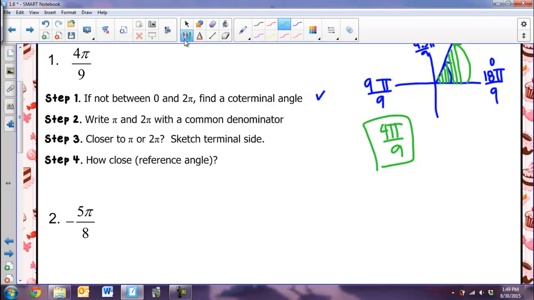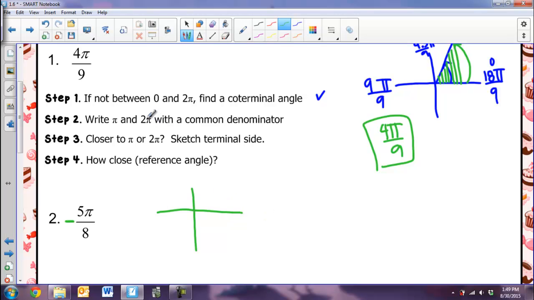So step 1, we have to make sure it's between 0 and 2 pi. Now, this one is not technically between 0 and 2 pi because it's negative. So you can always find that coterminal angle, or you can just jump backwards when you're drawing your grid. Okay? So again, it doesn't matter if you want to go on your negative side or if you would rather go and find that coterminal angle.